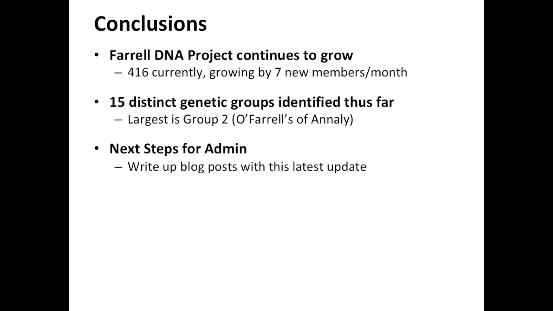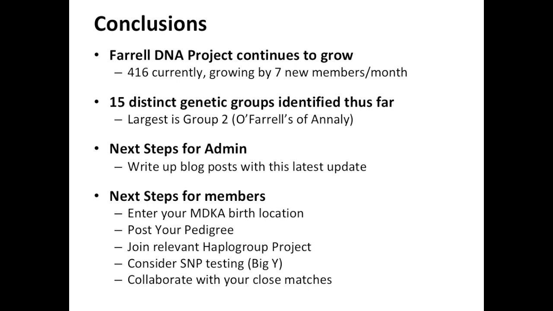And then the next steps for members, again, the birth location of your most distant known ancestor is essential. Post your pedigree on our Post Your Pedigree page. Join the relevant haplogroup project so those administrators can get a better overview of the O'Farrell heritage. Consider Big Y testing, collaborate with your close matches, and have fun.